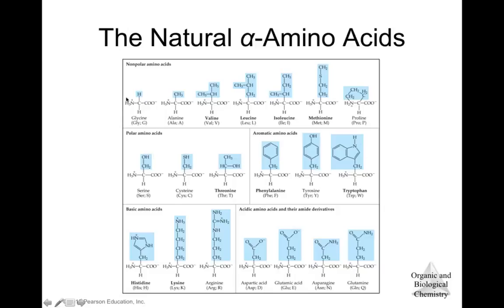The substituent here, the most simple, is glycine with one hydrogen, then alanine. This is the name. Also, we have different codes. We can use the 3-letter or just 1-letter code to represent an amino acid: valine, leucine. So we have different types of amino acids, and as you can see, they have this general structure: the amine, the carbon, the carboxylate, and the hydrogen, and then the different derivatives that create different amino acids.